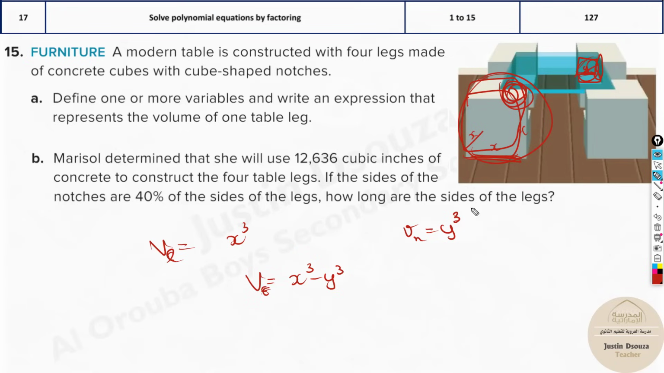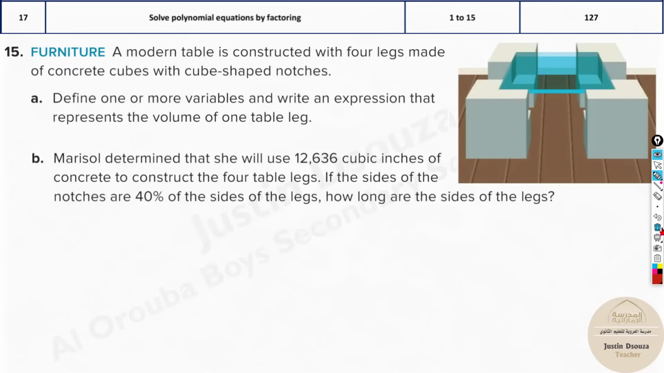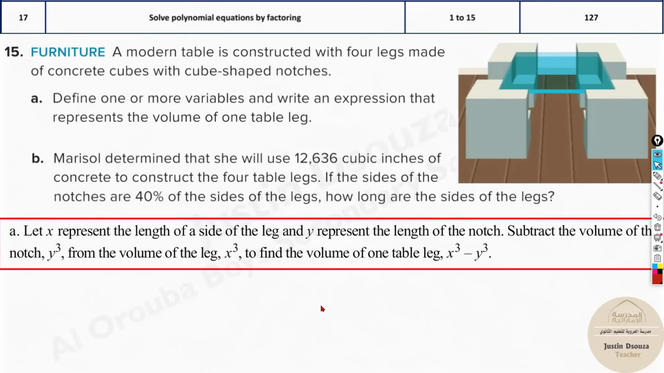Exact volume is the total minus whatever the hollow space, because when you're building it's not full, so that much is gone, right? That hollow space we have to remove, so it's minus y cube. I hope that is clear. See here, that's how we get that expression.